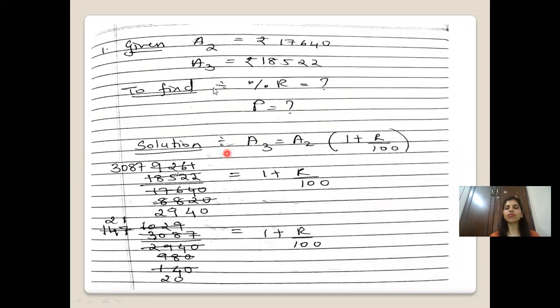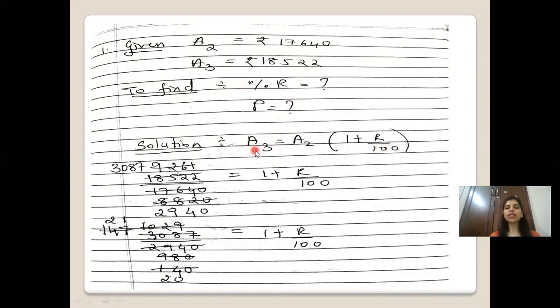So let's write the given thing. A2 is 17,640. Amount for 3 years, so we are writing it as A3, 18,522. And we have to find percent R and principal. So solution, we write the formula A3 is equal to A2 bracket 1 plus R upon 100, and here it is 1, so it's okay if you don't write anything.